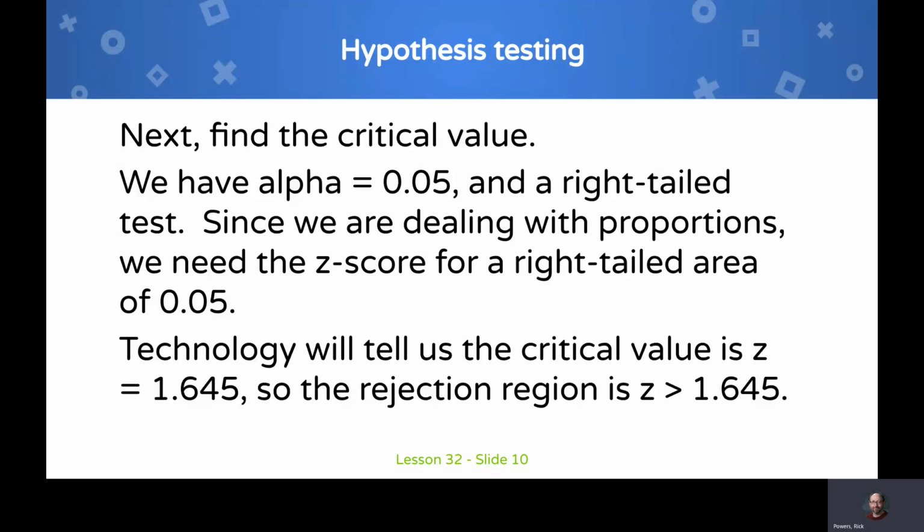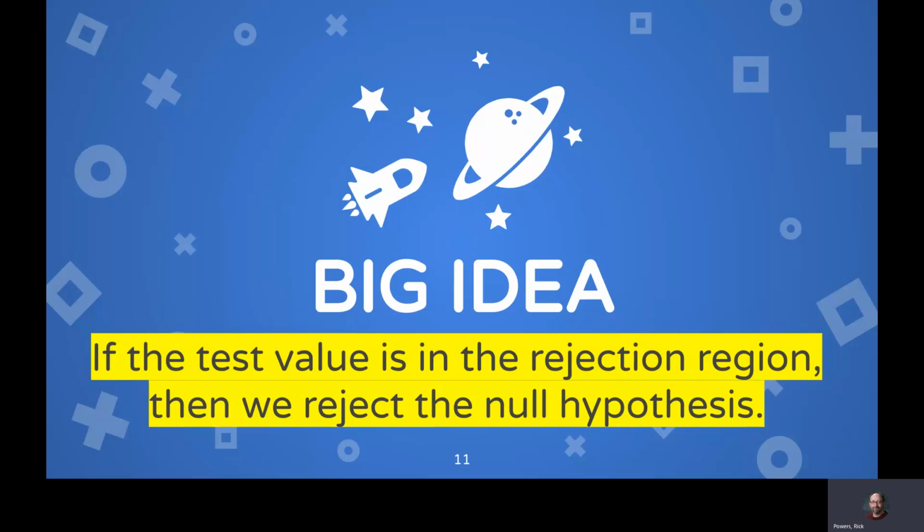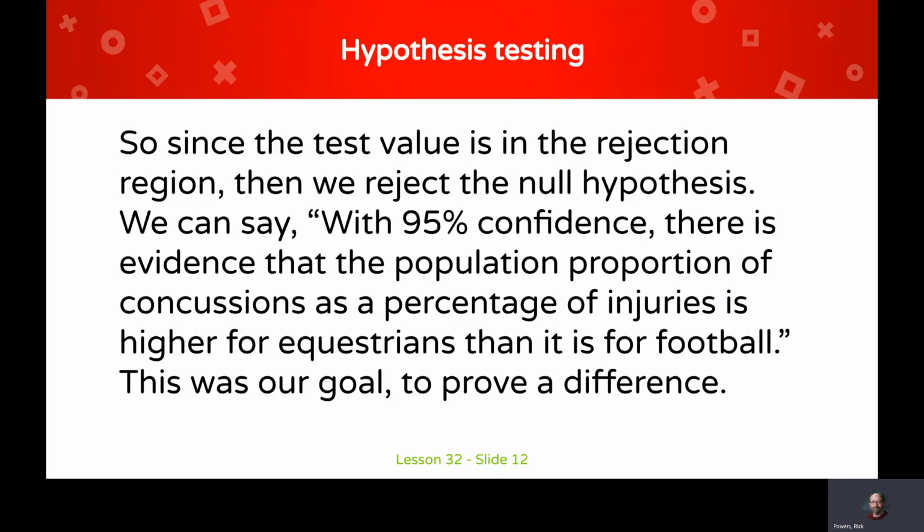Next, find the critical value. We have alpha is equal to 0.05 on a right-tailed test. Since we're dealing with proportions, we need the z-score for a right-tailed area of 0.05. Technology will tell us the critical value is z equal to 1.645, so the rejection region is z greater than 1.645. Big idea. If the test value is in the rejection region, then we reject the null hypothesis. So, since the test value is in the rejection region, then we reject the null hypothesis.